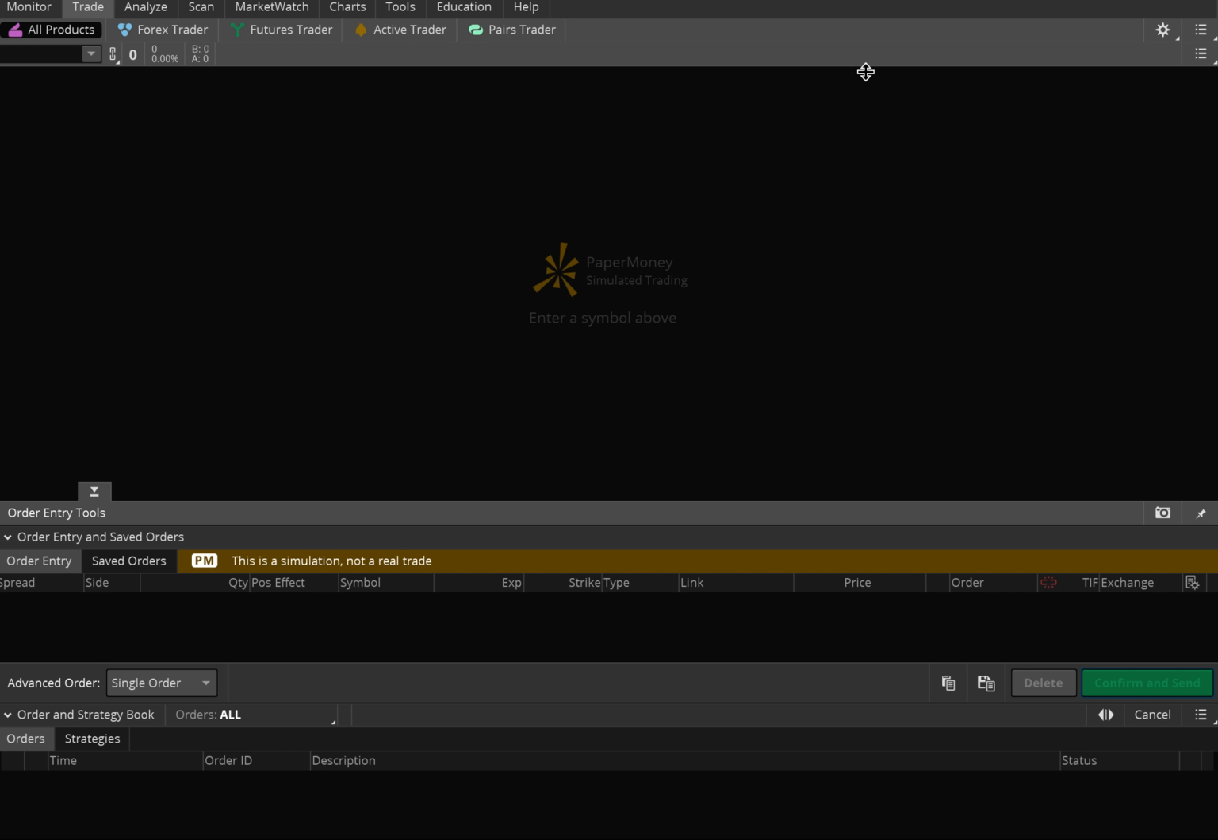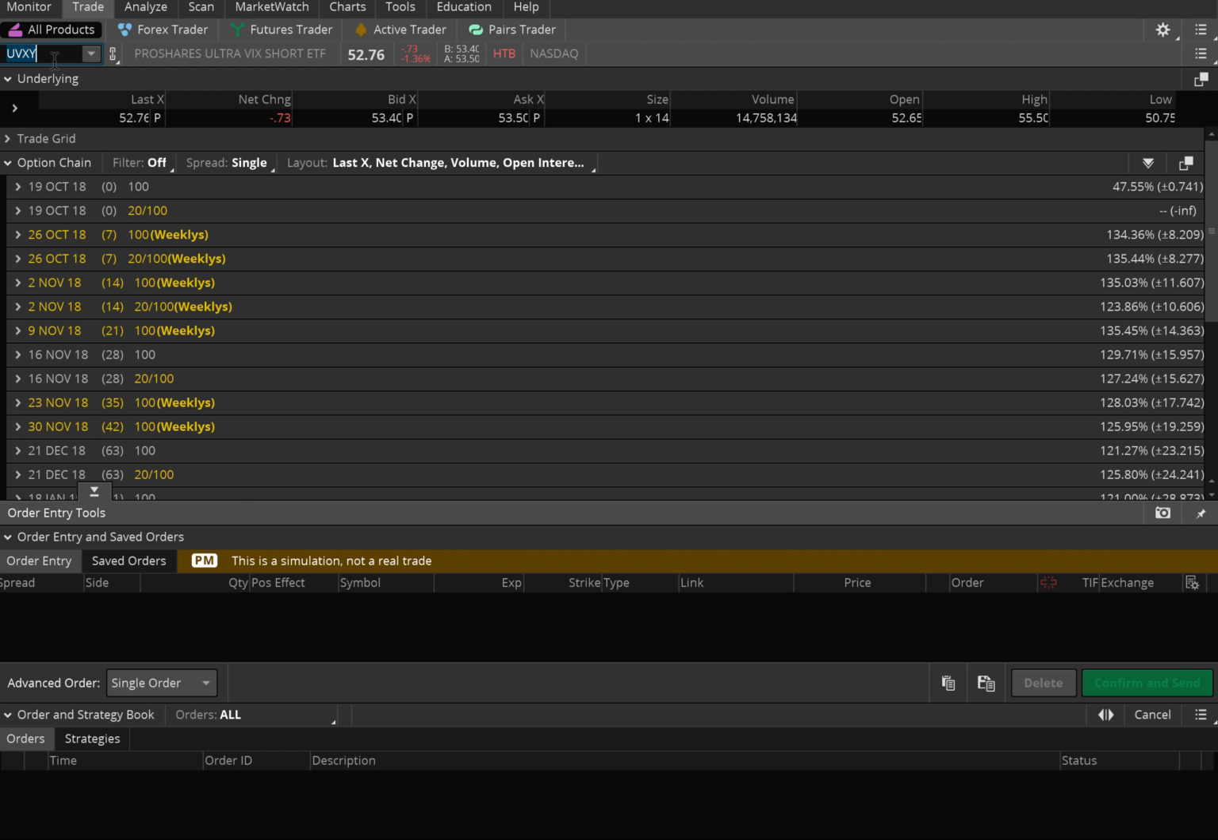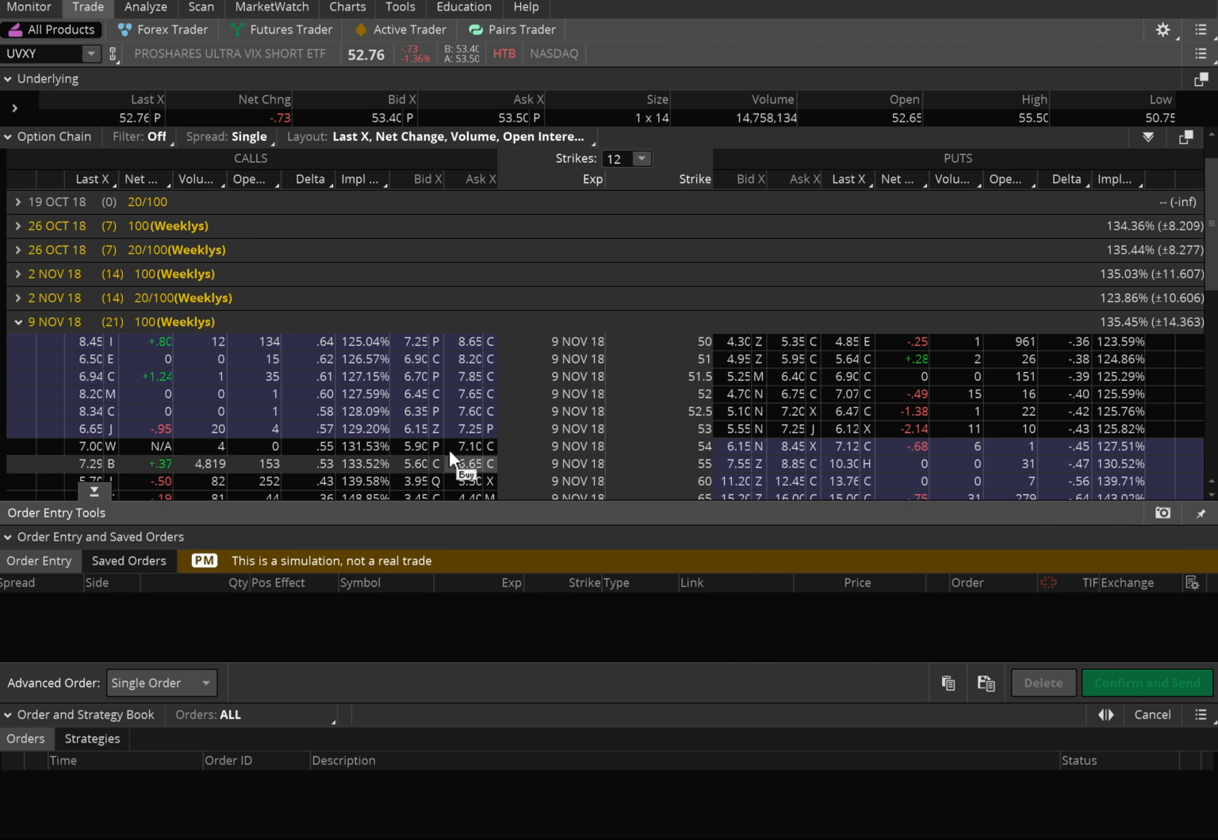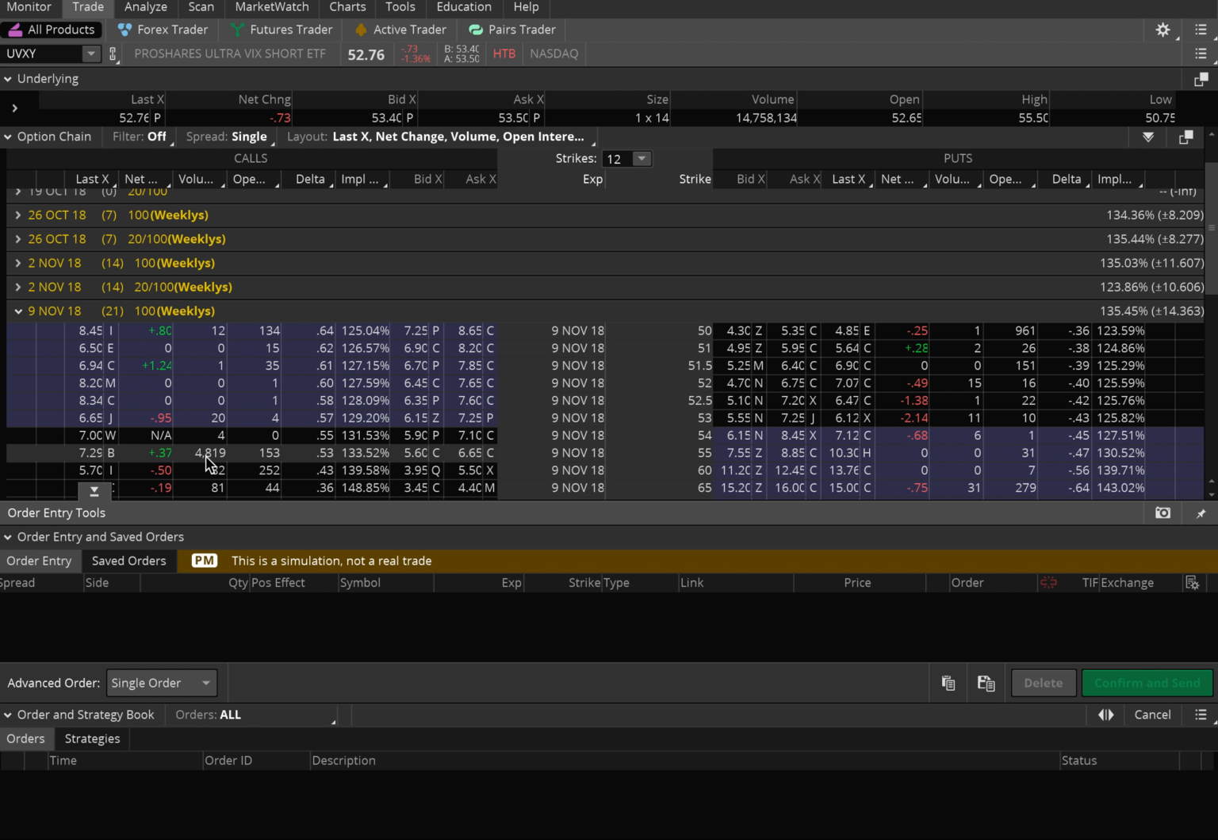If you want to look at the trades, we can try to see the option trades for UVXY, see what's going on. So let's say we look at the November 9th weeklies. Bid, volume, open interest. Looking at November 9th, I don't really see anything too crazy out here. I do see this volume sitting over here of 55 on November 9th, 4,800 calls sitting over here.